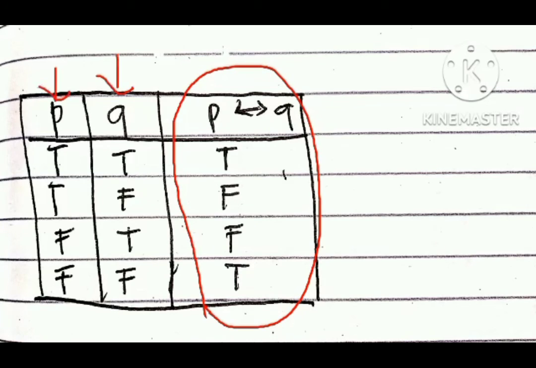If both P and Q are true, then it is true. If both P and Q are false, then it is true. If P is true and Q is false, then it is false. If P is false and Q is true, then it is also false.